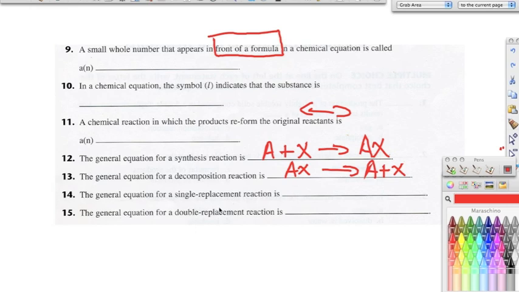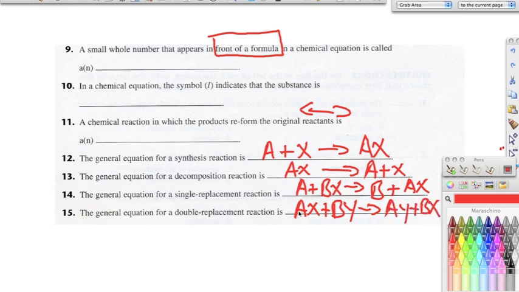In a single replacement, we're starting with an element plus a compound. So A plus BX produces B plus AX. We see that A and B switch places. So an element plus a compound produces an element plus a compound. And then lastly, for our double replacement reaction, we have AX plus BY. So it's a compound plus a compound that produces AY plus BX. And we see that A and B switch partners. Remember guys that when we start in a synthesis, we're starting with an element plus an element.